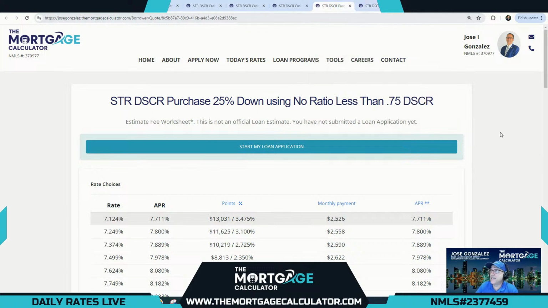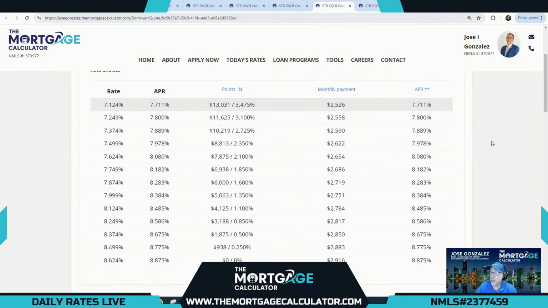And now this is our short-term rental purchase option, 25% down, using our no ratio DSCR product, which is when the debt service coverage ratio is less than 0.75. So this one is, again, 25% down as well. Very good rates when you consider this is for a property that technically could have a debt service coverage ratio of 0. So here, 8.624 is our lowest cost option at par. And you can buy that down all the way to 7.124 for a cost of 3.475 points.